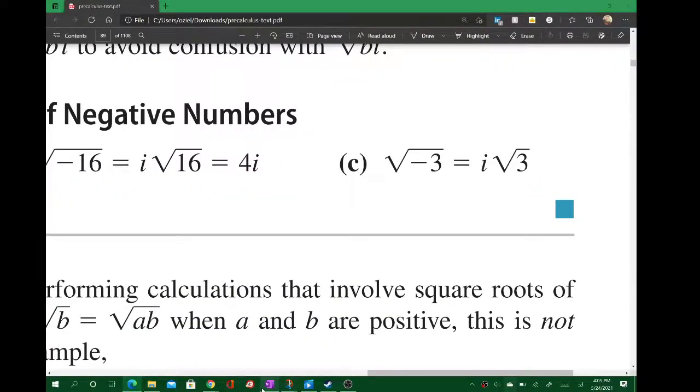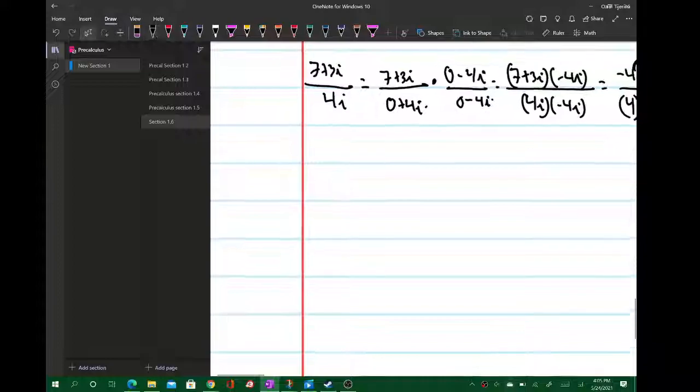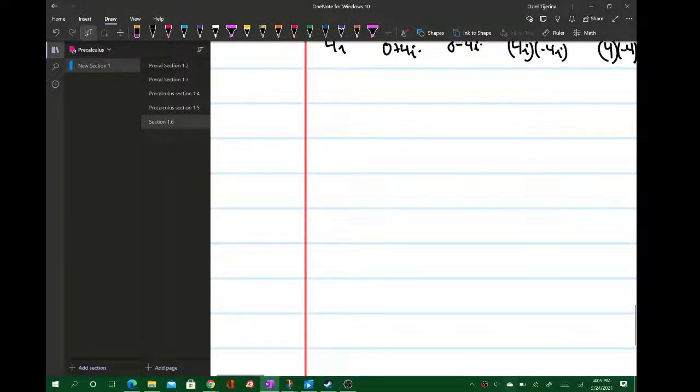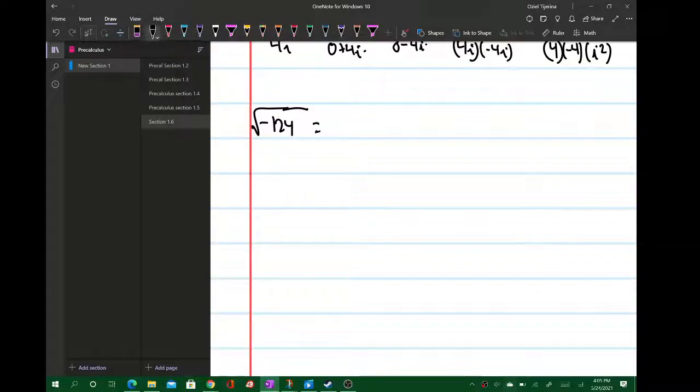So anytime I have a negative inside the radical, for example, the square root of negative 124, well, I can say this is plus or minus i times the square root of 124. You always want to include plus or minus.